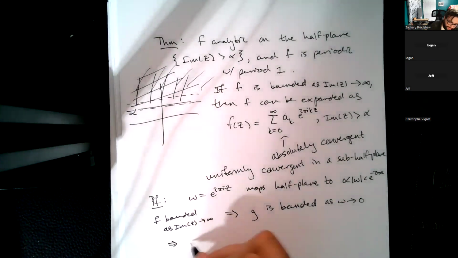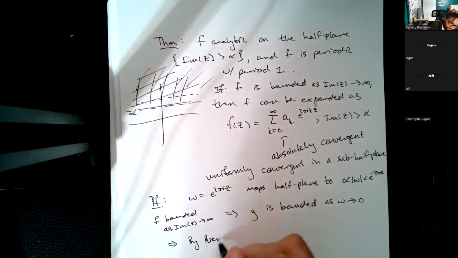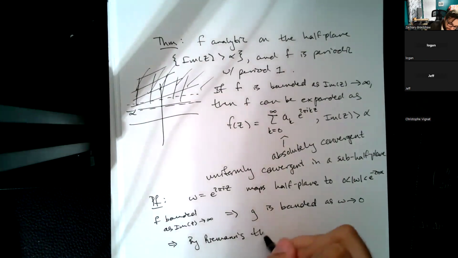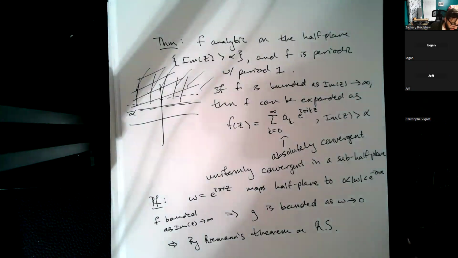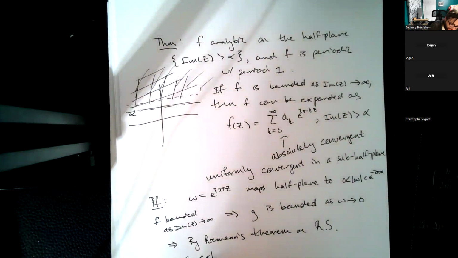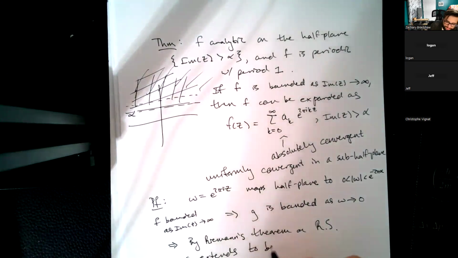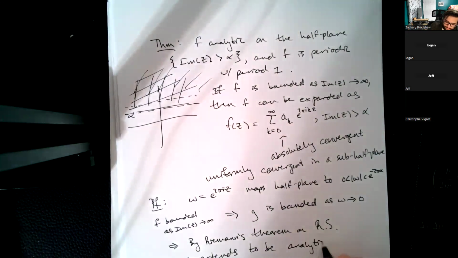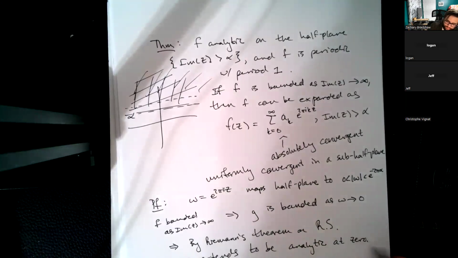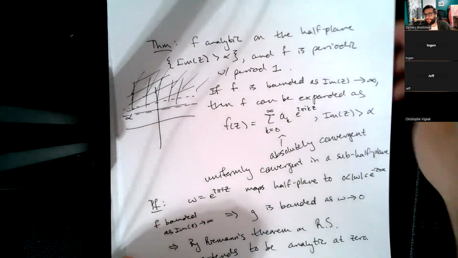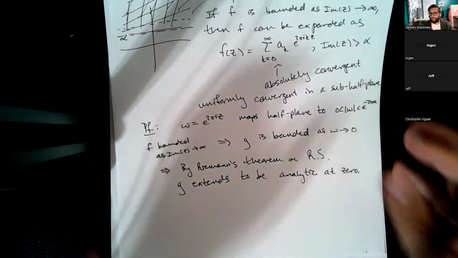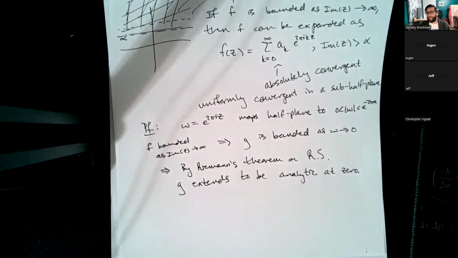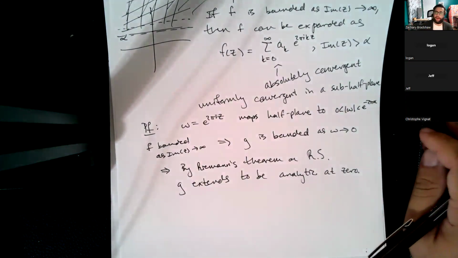And so this tells us by Riemann's theorem on removable singularities that g extends to be analytic at 0. So what's happening is we have this boundedness criterion, which is telling us that the singularity we have at 0, because we're defined on a punctured disk now, is in fact a removable singularity. And so we can just go ahead and define the function there, and it becomes analytic.